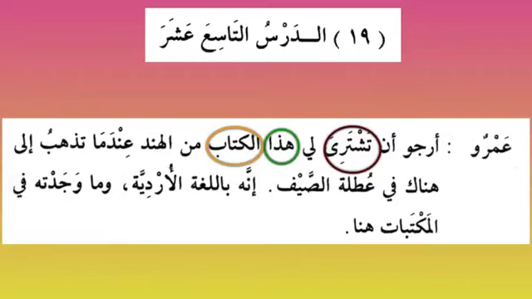عندما تذهب. So what is عندما? عندما is when. عند is near, but عندما means when or whenever. عندما تذهب, so when or whenever you go إلى هناك, so over there. في عطلة الصيف, in the summer holidays. So again, there are two students. So he is requesting him to buy that book.